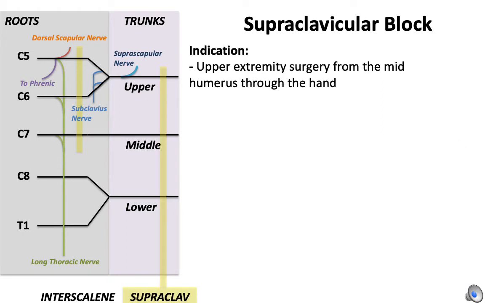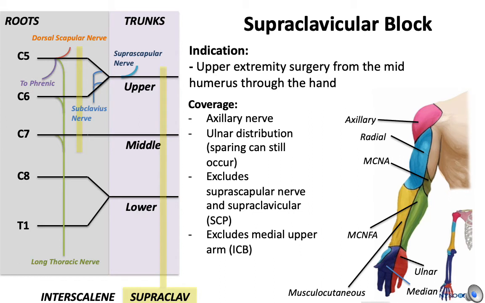Here, at the level of the trunks, we will pause to talk about the supraclavicular block, also known as the spinal of the arm. The supraclavicular block is ideal for surgeries from the mid-humerus of the arm through the hand. Coverage of this block includes the lateral surface of the shoulder, covered by the axillary nerve, shown in pink on the diagram to the right. However, it can sometimes miss other parts of the shoulder that are covered by the suprascapular nerve and the supraclavicular nerve, both of which would be reliably covered with an interscalene nerve block.